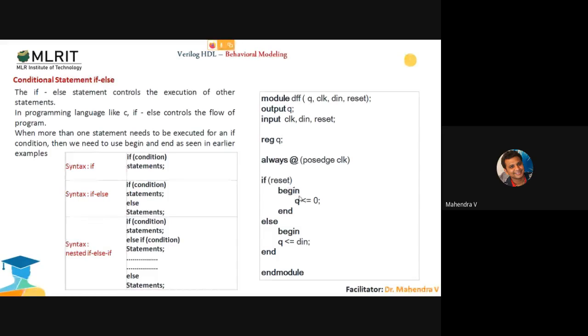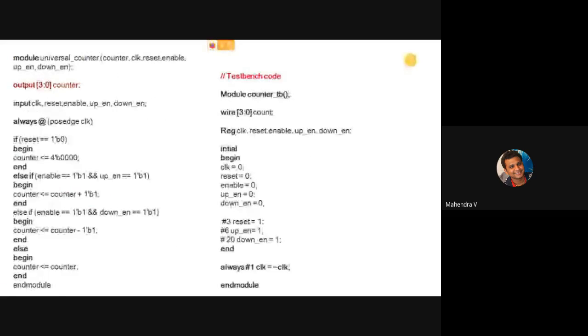Now we have seen the constructs of initial, always, case statement and if statement. Okay, these are the major constructs we use in describing the behavioral model of a digital system. Along with this, there are two loop constructs. Those loop constructs are while and for loop. Okay, this is another example, for the counter, a universal counter. This is another example using the for statement. Okay. Now this is the test bench, how to write.